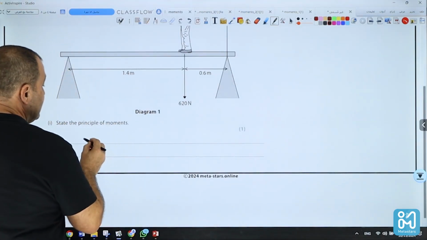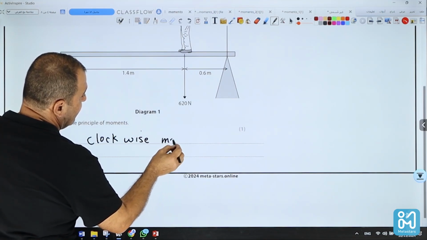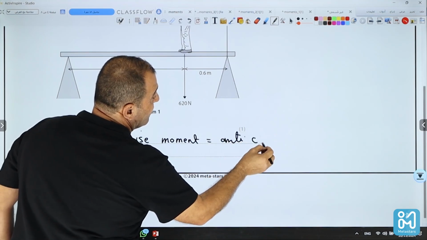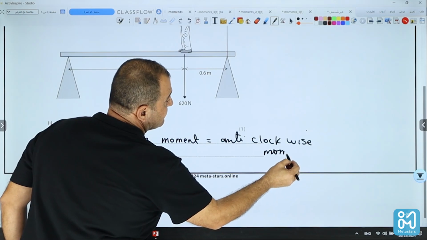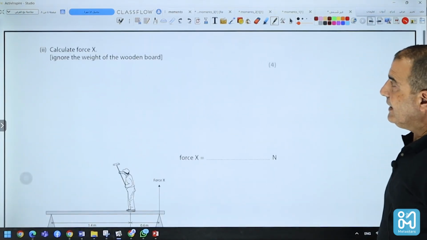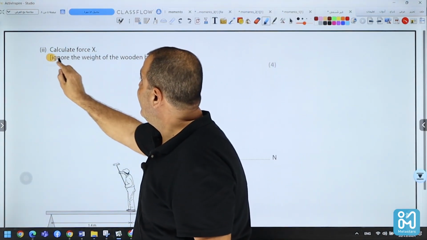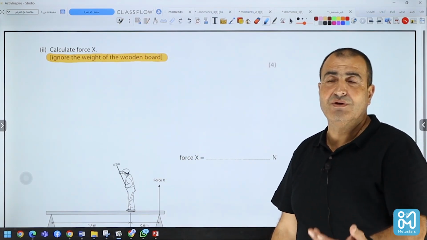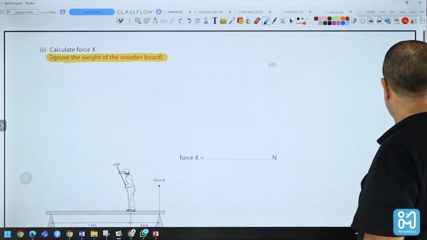Principle of moment states that clockwise moment equals anti-clockwise moment. Now, calculate the force X while you must ignore the weight of the wooden board. It's a light wooden board. It's a massless wooden board. You must find the force X.